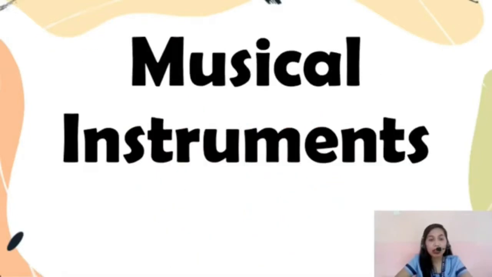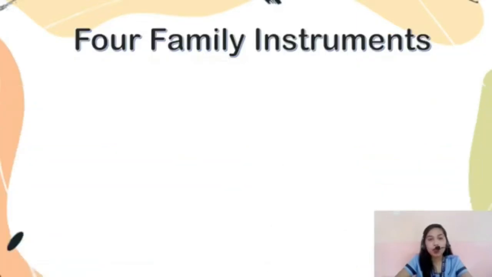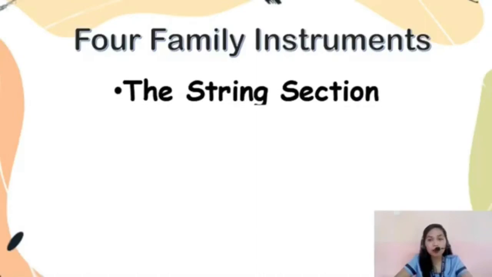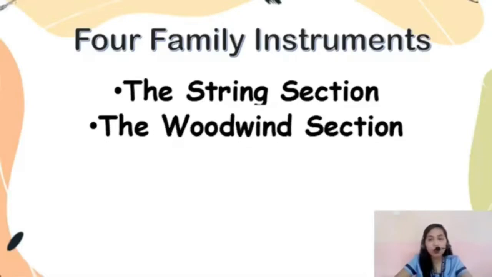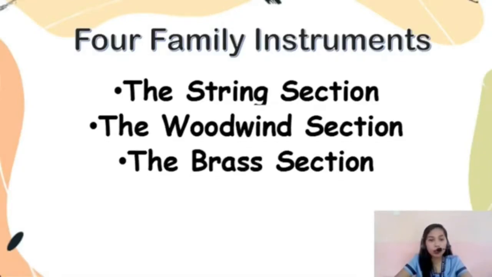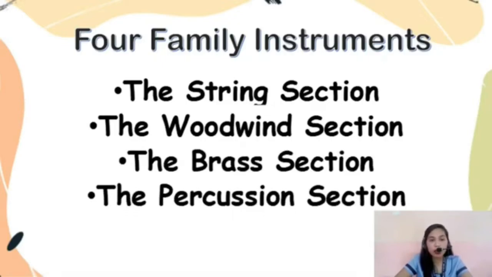So now, class, let us proceed to learn about the musical instruments. There are 4 instrument families. The first is the string section, second is the woodwind section, the third one is the brass section, and the last one is the percussion section.